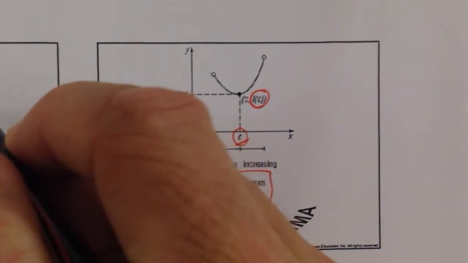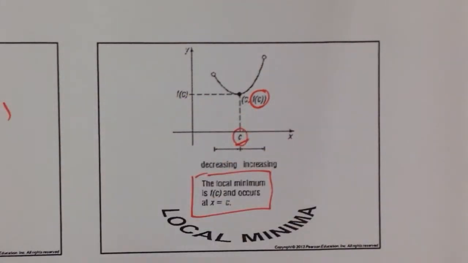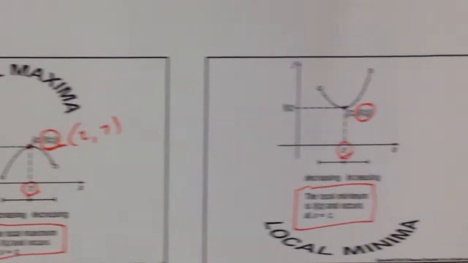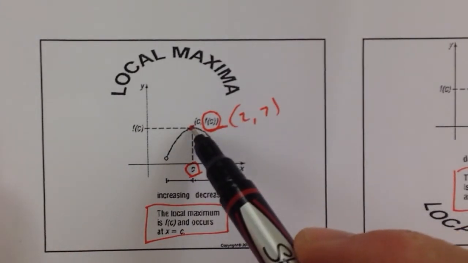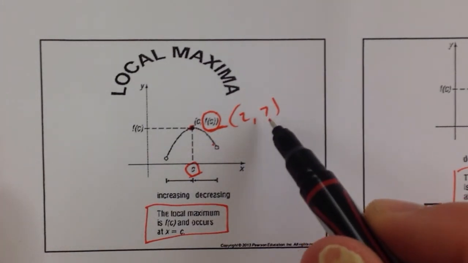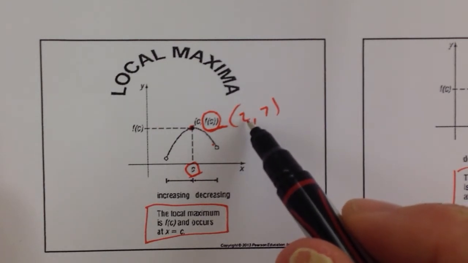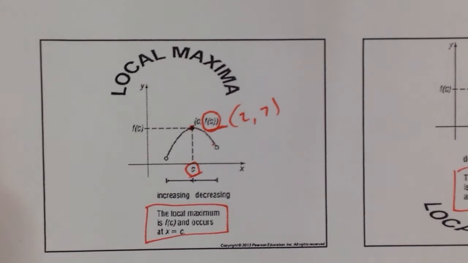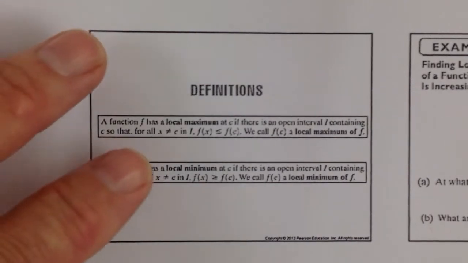So be careful with that terminology, because I will ask you what is the maximum value. For example, let's say these are the coordinates 2, 7. I would ask, what is the maximum value? You would say the maximum value is 7, and I would say where does that occur? You would say at x equals 2. Sometimes that could be a little confusing, so try to make sure you camp out on that so that doesn't confuse you.